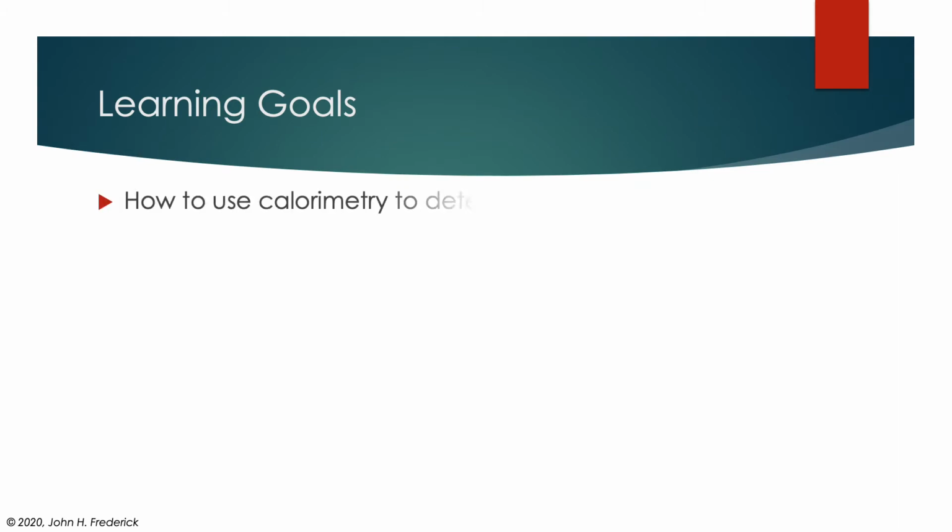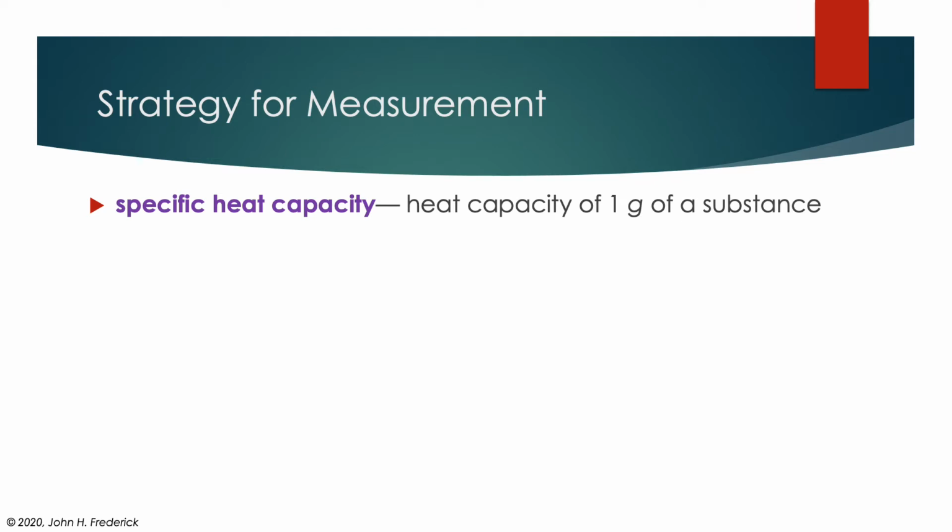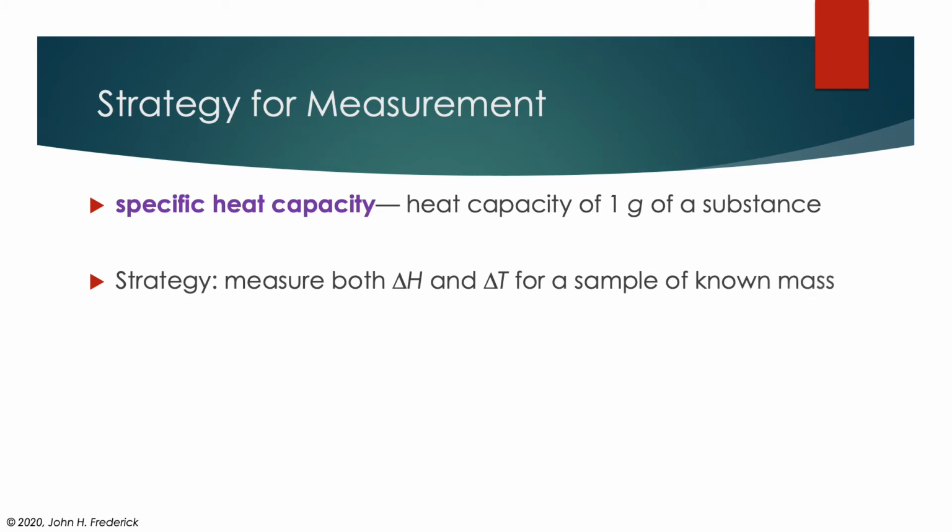Our learning goals will be how to use calorimetry to determine heat capacity for an unknown sample. Now there are some strategies that we're going to use. Let me first remind you that a specific heat capacity is the heat capacity of 1 gram of a substance. So our strategy is to measure the enthalpy change and the temperature change for an unknown sample of known mass. We need to know how much it weighs first, but we're going to use other things to measure the enthalpy change, and we'll measure the temperature change in a separate way.